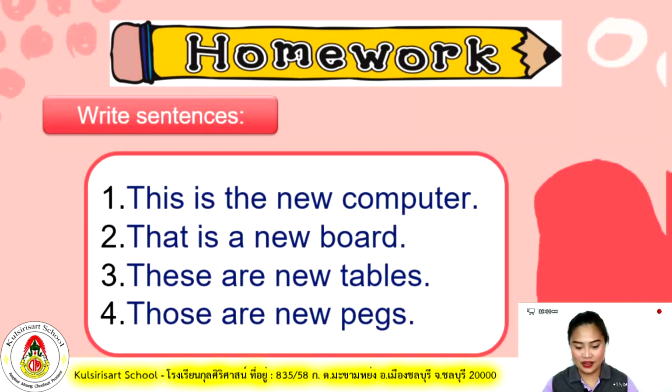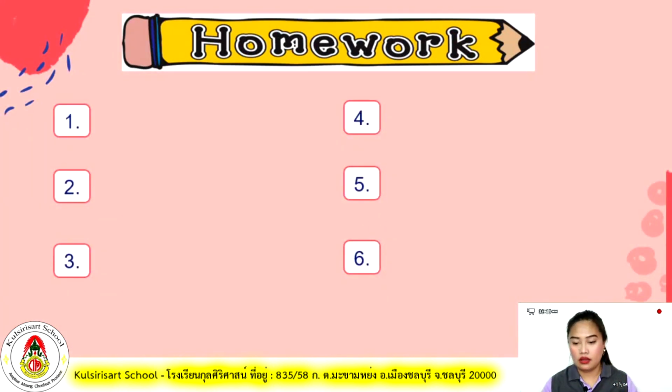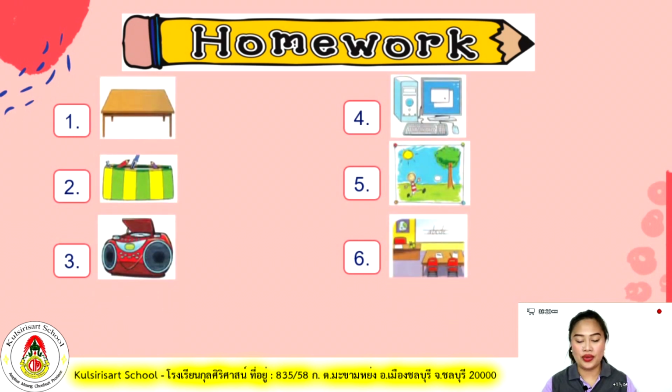Okay, next we have your another homework, which is the last one. For this homework, this would be written on your yellow book. As you can see, we have here pictures from number 1 to number 6. All you need to do is identify each picture and write a sentence about the picture.